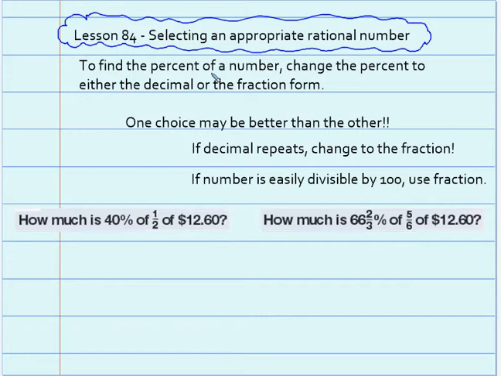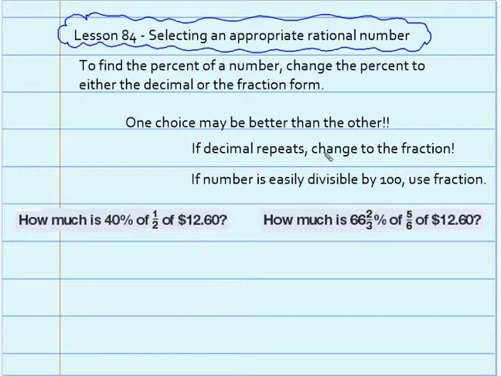Okay, this is one of those common sense things, or you'll understand this a whole lot better with repeated exposure or experience. It's really hard to teach you which way to go here. It's just one of these things that you'll learn as you go. But to find the percent of a number, you know that you need to change either the decimal or the fraction form of the percent. However, one choice may be better than the other.